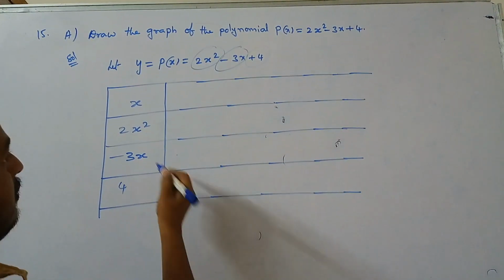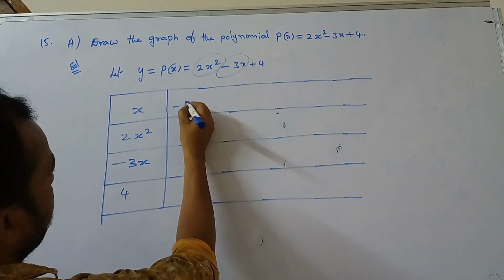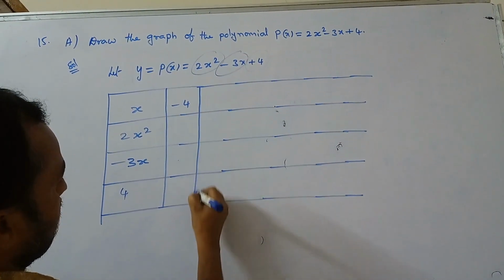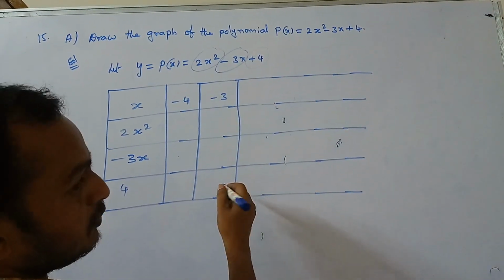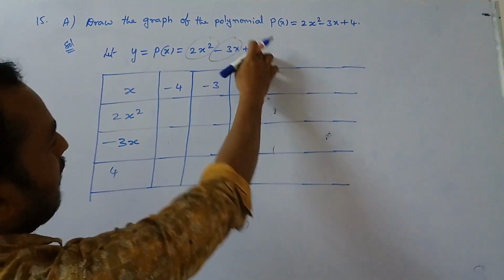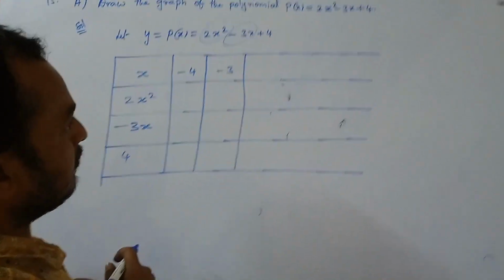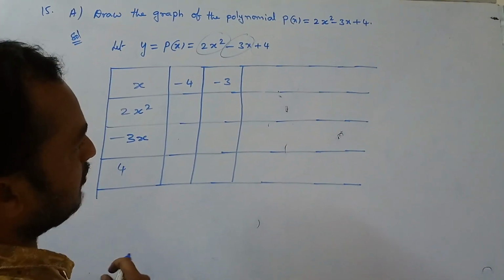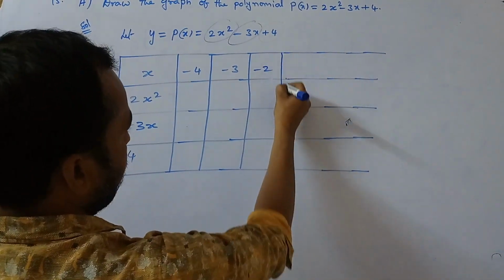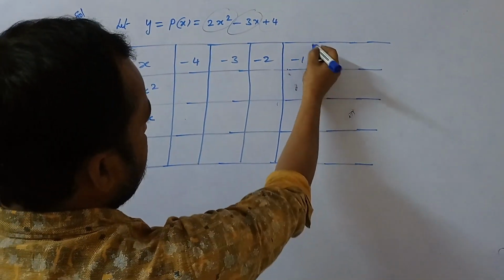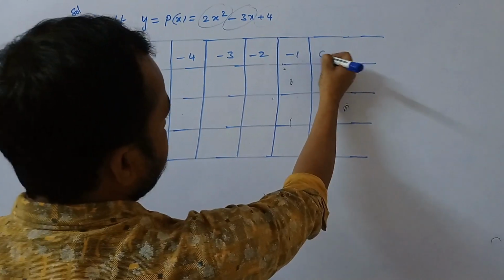Now take minus 4 to plus 4. In each and every problem you can take minus 4 to plus 4. If the last constant is 5, then take minus 5 to plus 5. Minus 1, 0.